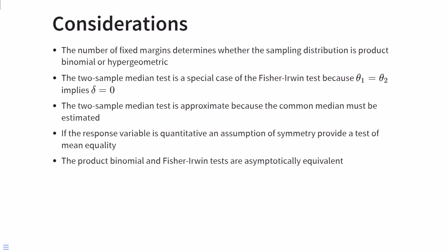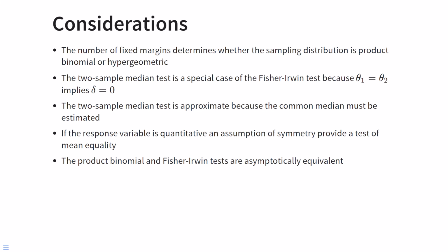The two-sample median test is a special case of the Fisher-Irwin test because median 1 equals median 2 implies that delta equals 0. So even though we introduced the Fisher-Irwin test as a test for delta, when you have quantitative data and you're looking at above and below the median, you can look at the proportion above the median for each of the two samples to obtain a delta, and in the population, delta equals 0 is equivalent to median 1 equals median 2.